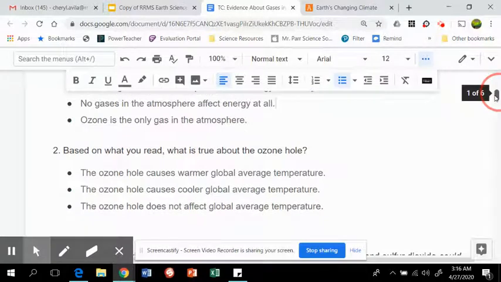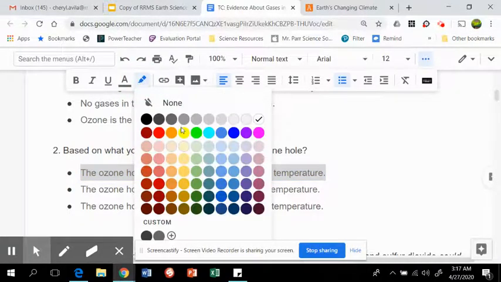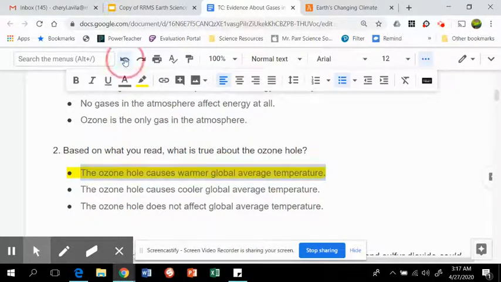Okay, number 2, based on what you read, what is true about the ozone hole? First one, the ozone hole causes warmer global average temperature. Second one, the ozone hole causes cooler global average temperature. Third one, the ozone hole does not affect global average temperature. Again, you're going to select whichever one you think is correct. Press the highlight button and choose whichever one you want to highlight. Okay.